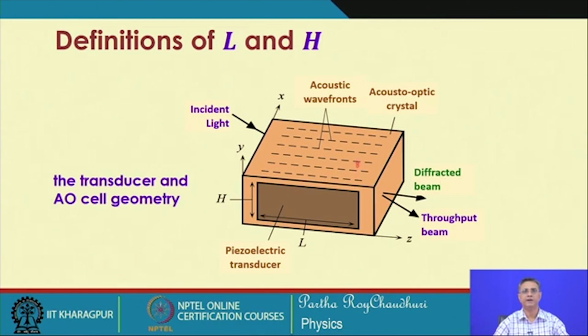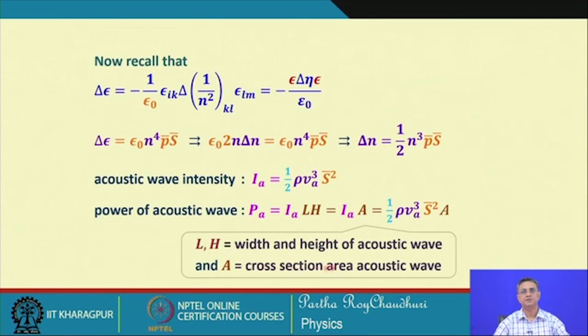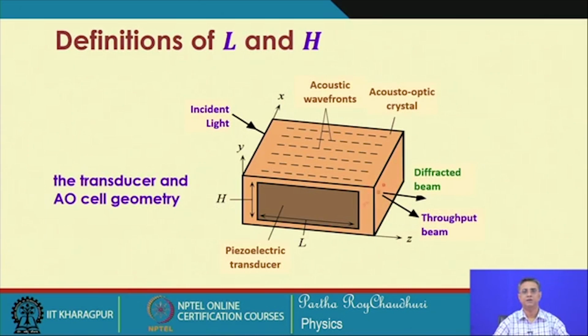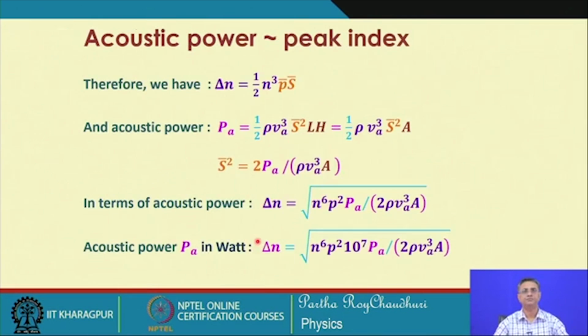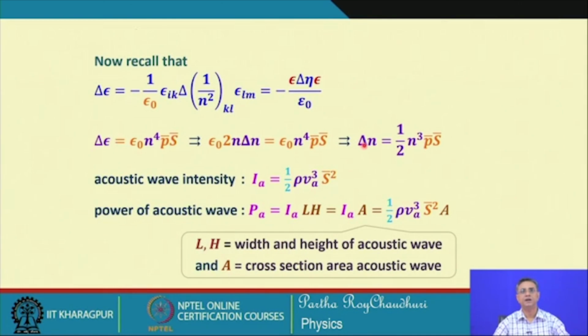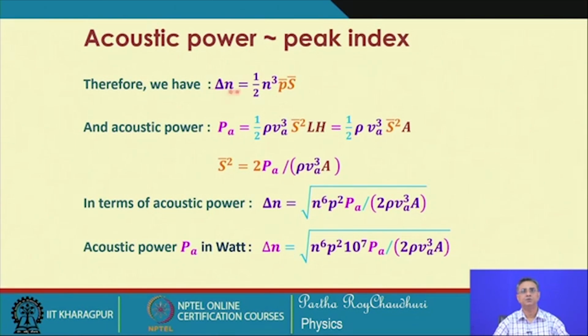In the case of Bragg type of diffraction there is one diffracted order; in the case of Raman-Nath, there will be multiple orders. So, this defines the geometry and the cross section of the transducer for this modulator problem. This is very useful to understand how this configuration is required. Now, since we have seen that delta n is equal to half n cube P s, we will use this relation, and then the acoustic power is given by this equation.